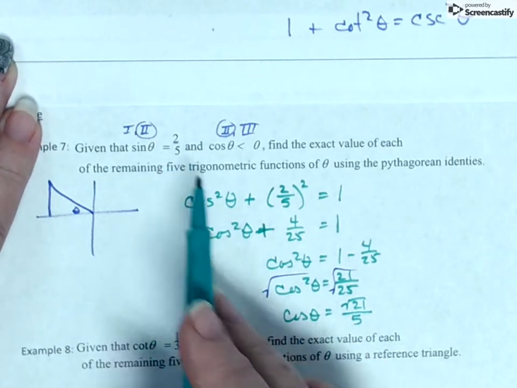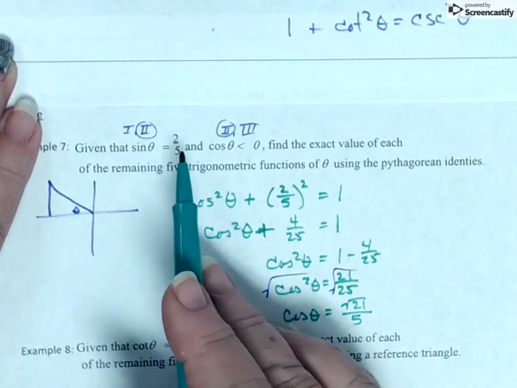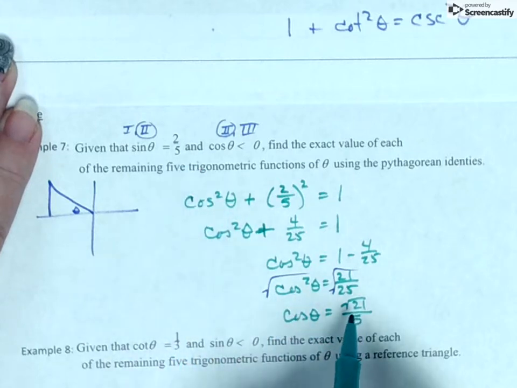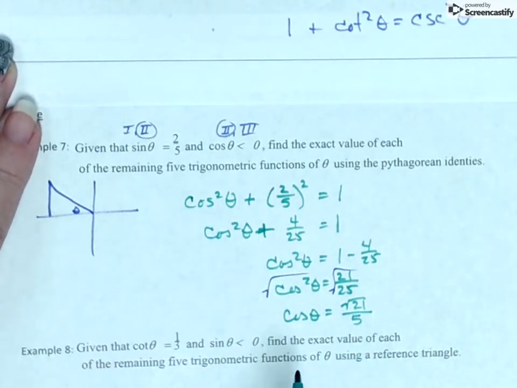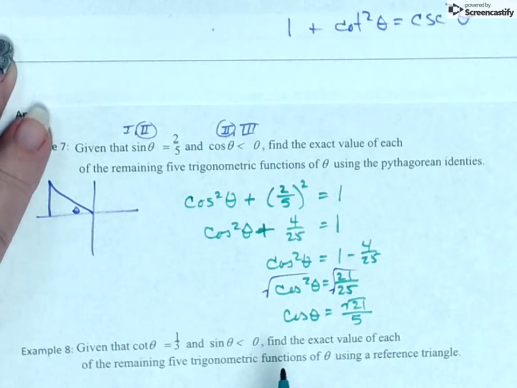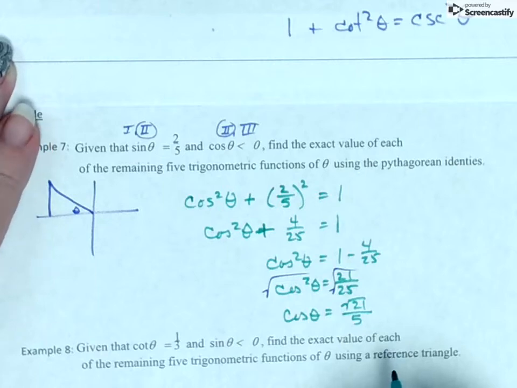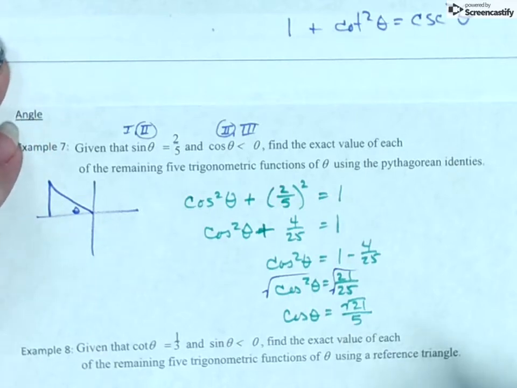Now I've got sine and cosine. I've got my sine value, my cosine value, and I can go on from there to find tangent by putting sine over cosine, and I can find all of my reciprocal functions as well. I can find cotangent, secant, and cosecant.